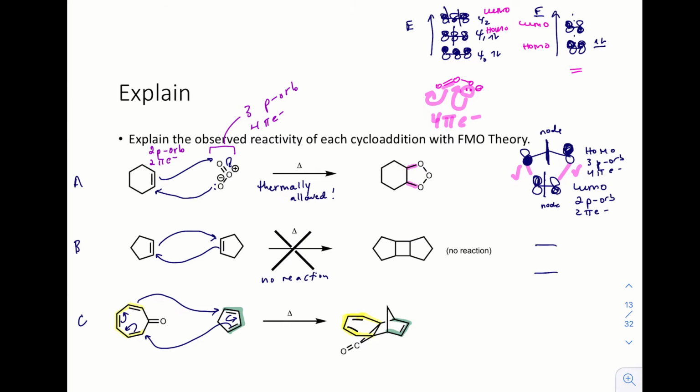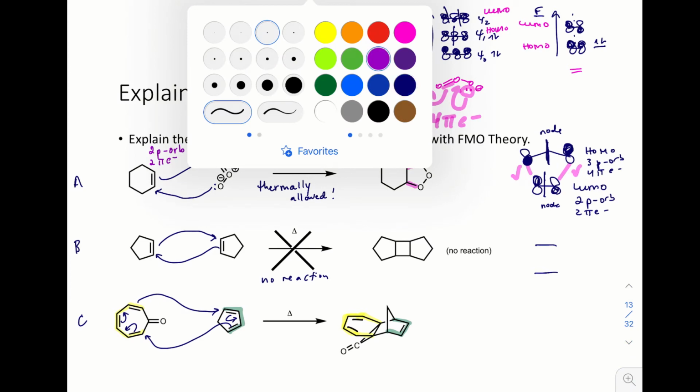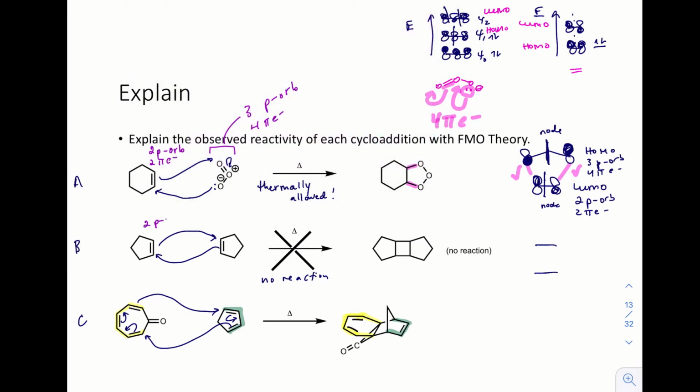Let's understand why. So we have two p orbital systems with 2 pi electrons, right? 2 pi electrons, 2 pi electrons. So we have two systems like this. So the HOMO of one is going to interact with the LUMO of the other. Filled, unfilled, nucleophile, electrophile. You know this. You've done this all semester. So here's the HOMO, and I'm going to draw the LUMO.